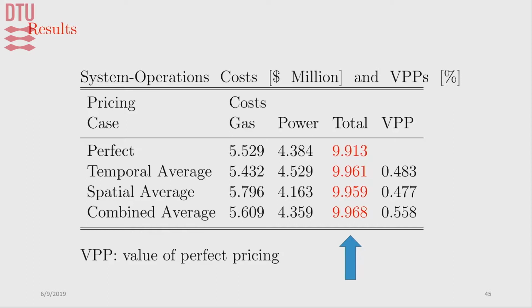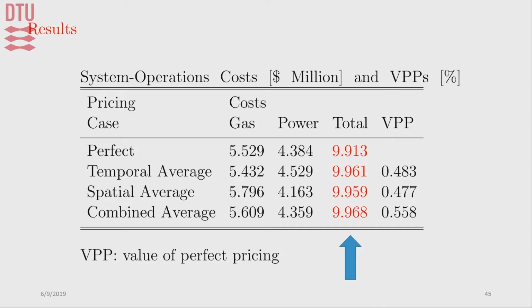This is the percentage value, so it's about 0.5%. This is the value of the perfect pricing. So we don't have perfect pricing, but we have an averaging pricing. We are losing 0.5% with respect to the total operating cost of the two systems together. This is a lot. It's a lot of money. 0.5% is a lot out of this amount that we have over here, of those millions.